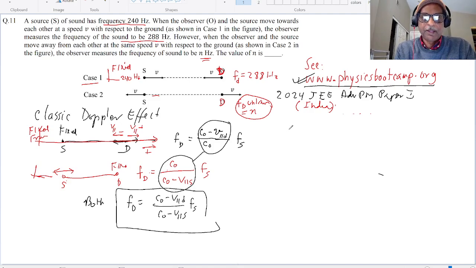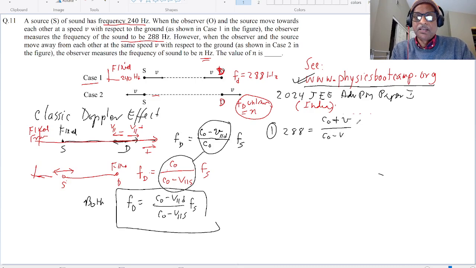Applying to case 1, 288 is equal to C0 plus V, because the V parallel of the detector becomes negative, with a negative becomes plus, and this will be C0 minus V, and times 240. So you don't need the speed, just this ratio is what we will need.